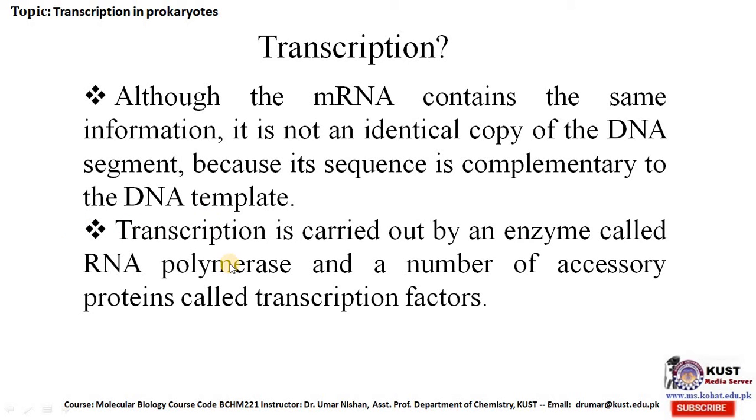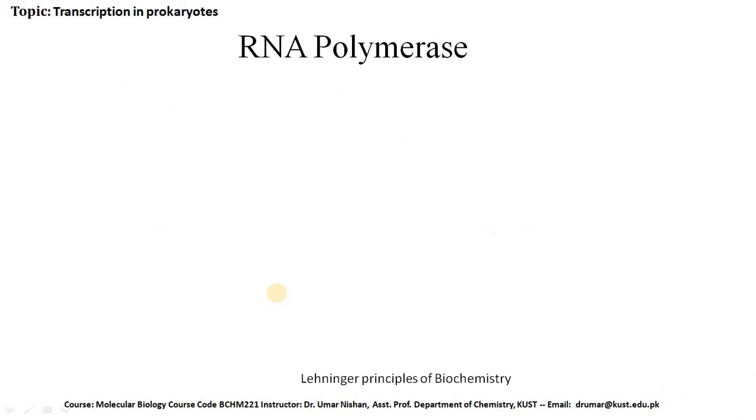Now, transcription is carried out by an enzyme called RNA polymerase. RNA polymerase is not the only factor. There are a number of accessory proteins called transcription factors. These transcription factors also play an important role in the process of transcription, but the main enzyme is RNA polymerase. So now, what is RNA polymerase?